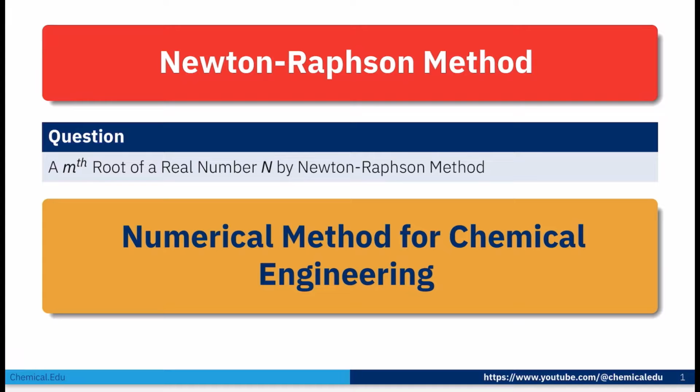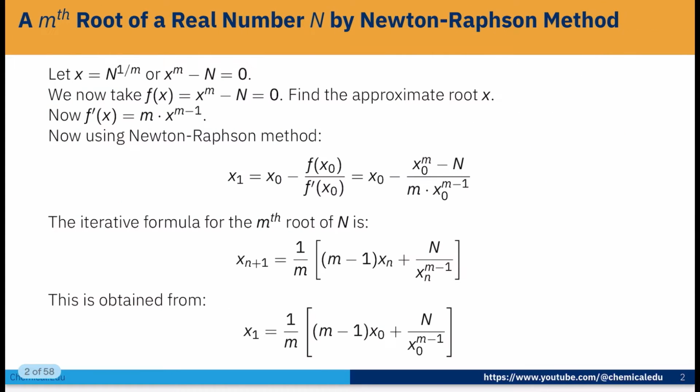Today I'll talk about the mth root of a real number n by the Newton-Raphson method. First, x is equal to n to the power 1 by m. Now if I linearize, it will be x^m minus n is equal to 0. Now you can write f of x is equal to x^m minus n is equal to 0. Now find the approximate root of this function.